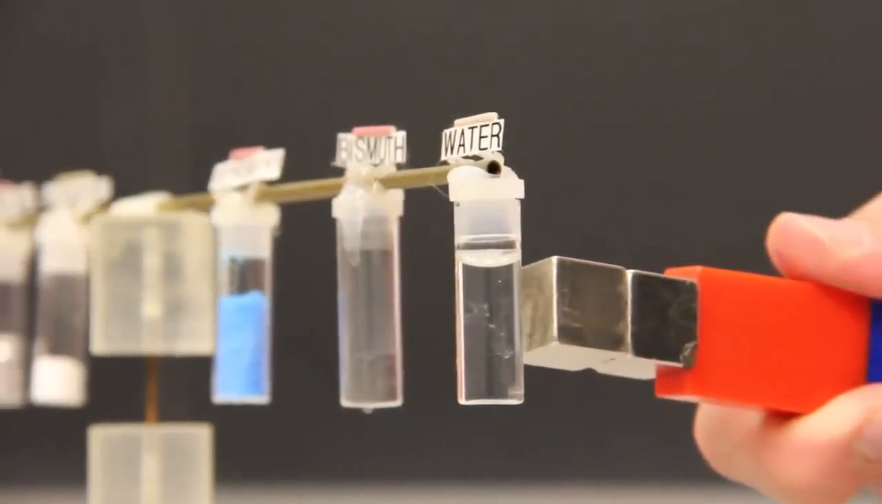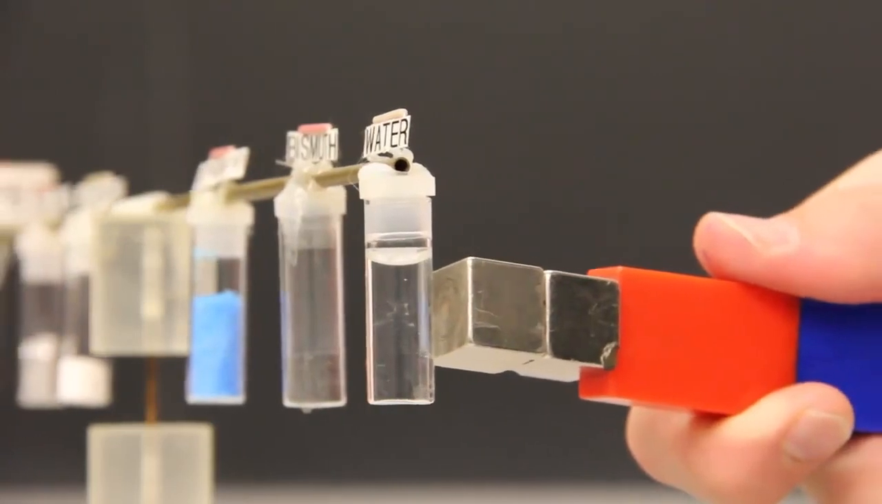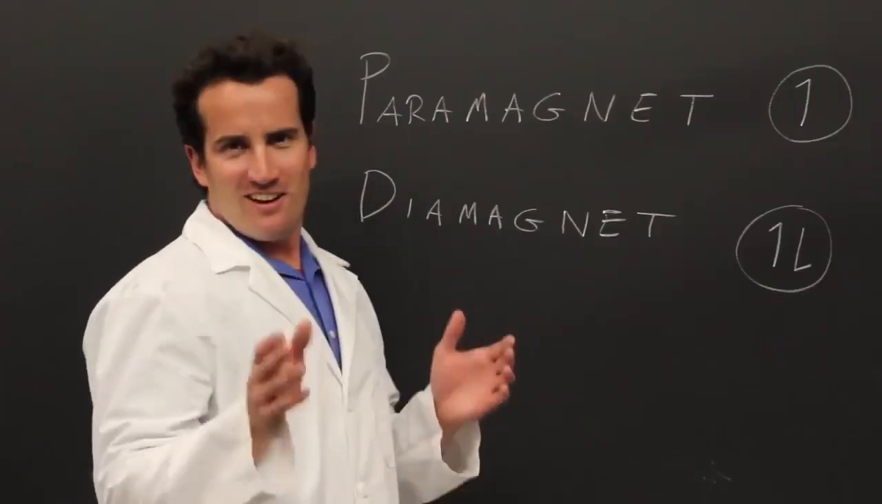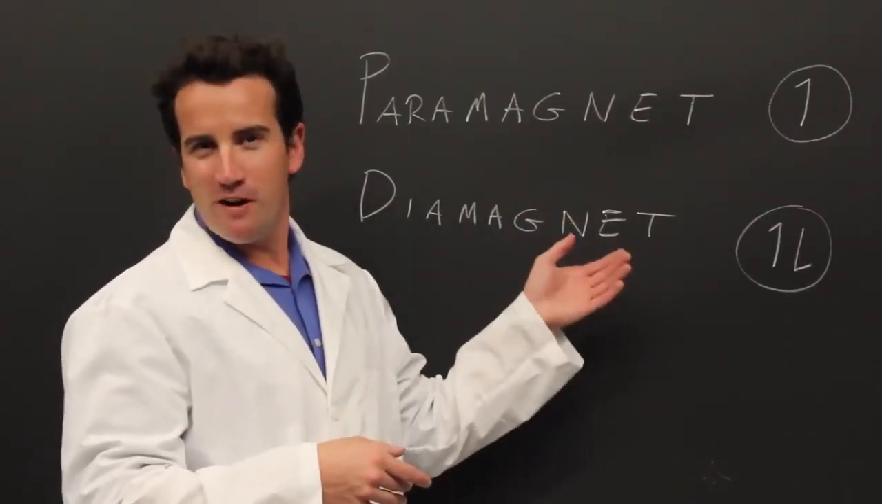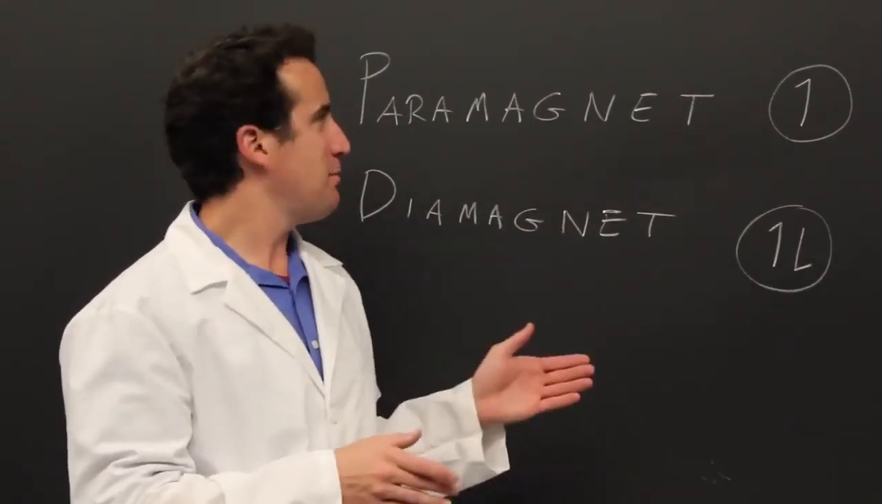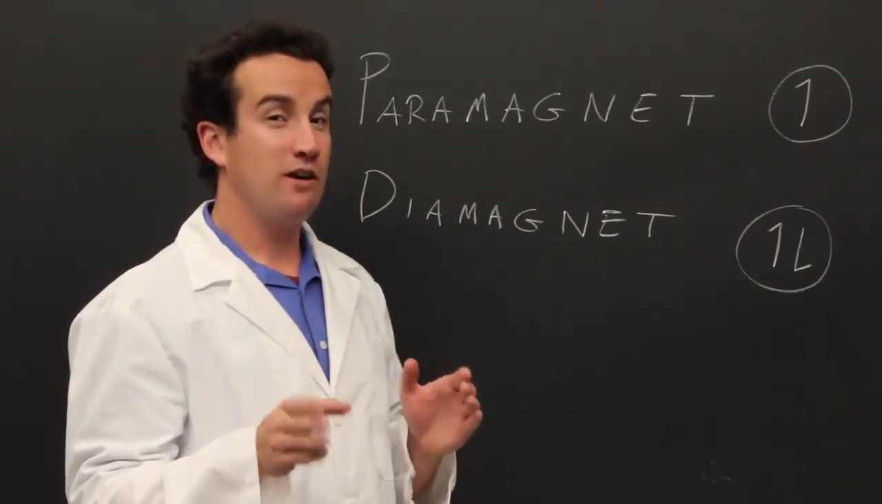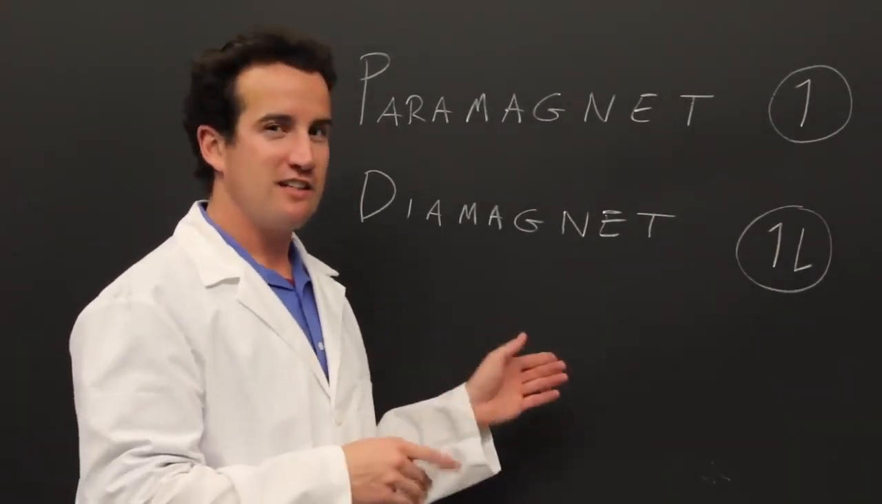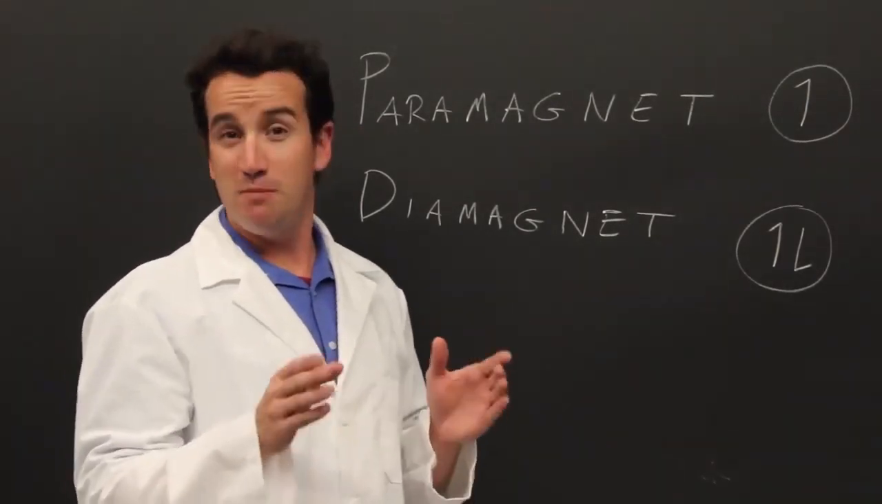The electrons come to lower energy as they are moved away from the magnet. In conclusion, when something is a paramagnet or a diamagnet, it tells you what its electrons are doing. In the case of a paramagnet, it has at least 1 unpaired electron. In the case of a diamagnet, it has mostly paired electrons.